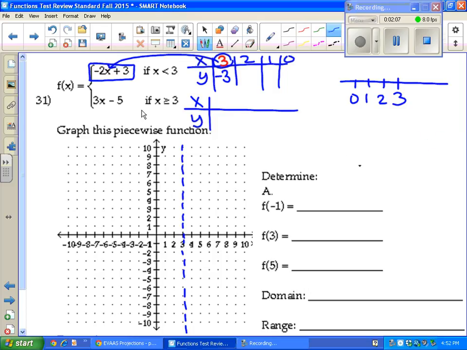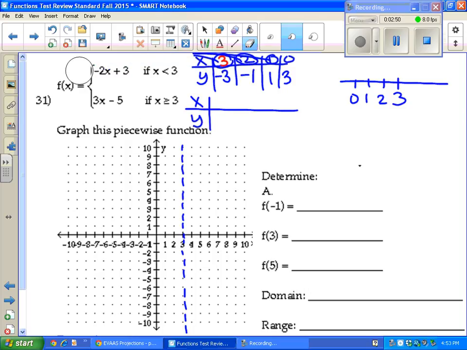All right. Next one. I'm going to do the same thing with 2. 2 goes into the function in place of my x. So now it's going to be negative 2 times 2 plus 3. That's negative 4 plus 3, which would be negative 1. I'm going to do the same thing with 1. I'm going to put 1 in place of x, negative 2 times 1 is going to be negative 2 plus 3 is positive 1. And 0. 0 goes in place of x. 0 times negative 2 is 0 plus 3 is 3. So I have my x and my y table for the first piece.